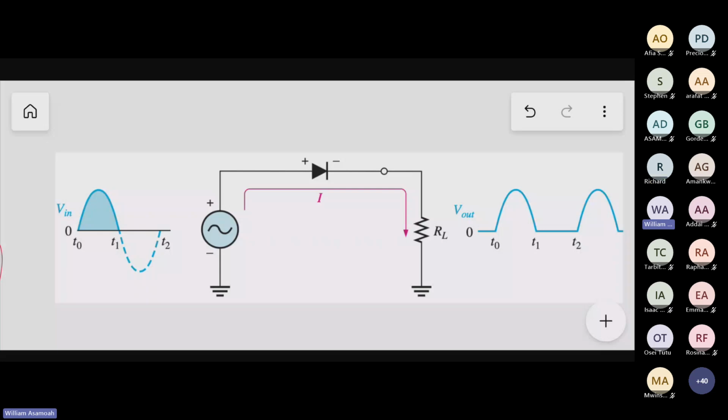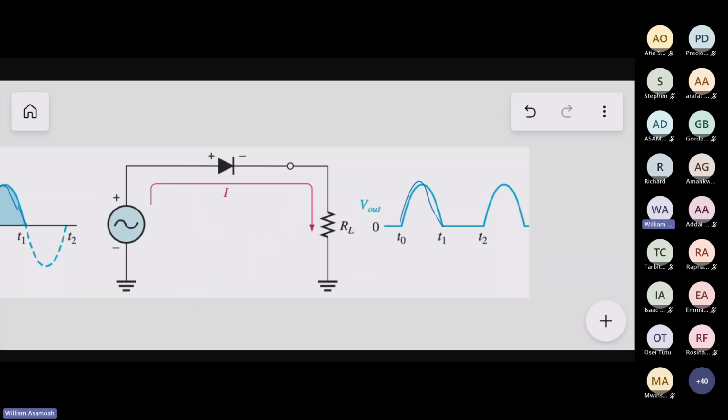So when we connect a diode this way, look at what happens. Voltage comes and is positive. All of this cycle is positive. So in that cycle, the diode is forward biased. Is that right? So it will conduct. It will conduct in that cycle.